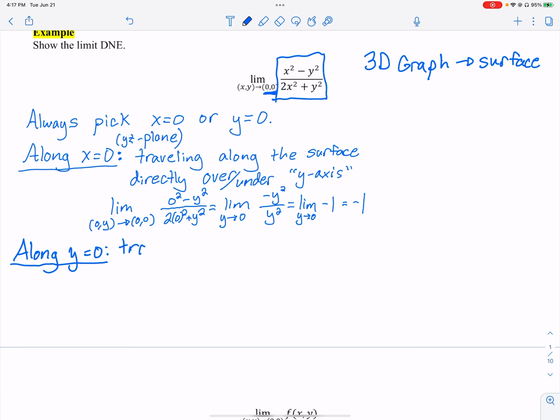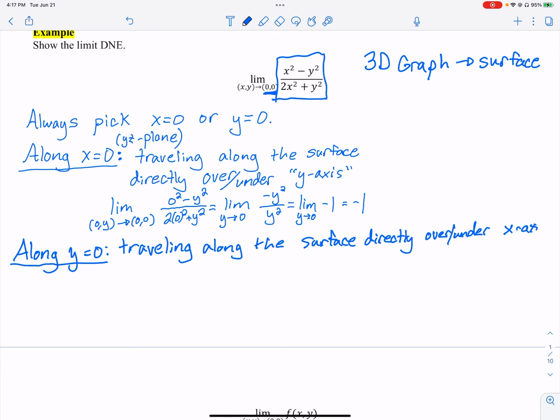So I'm going to write out what this means. Traveling, if we let y equal 0, we would be stuck in the xz plane, along the surface directly over or under the x-axis. Sorry, I'm at the edge of my iPad, so it's harder. There we go. The x-axis.